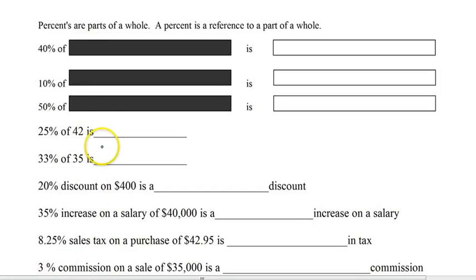Alright, this is multiplying by a percent. So what happens when you multiply by a percent? Well, one of the words we use for multiplication is "of." If you put it after a percent, it means to multiply it. And the reason is this.